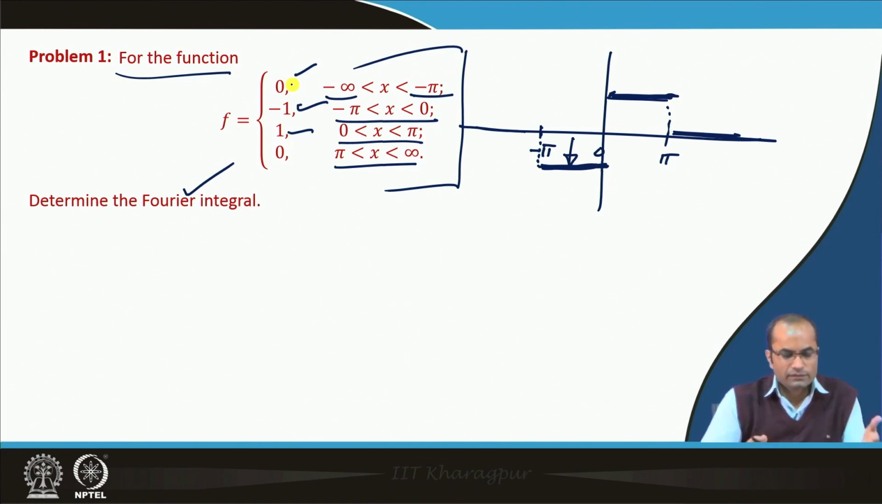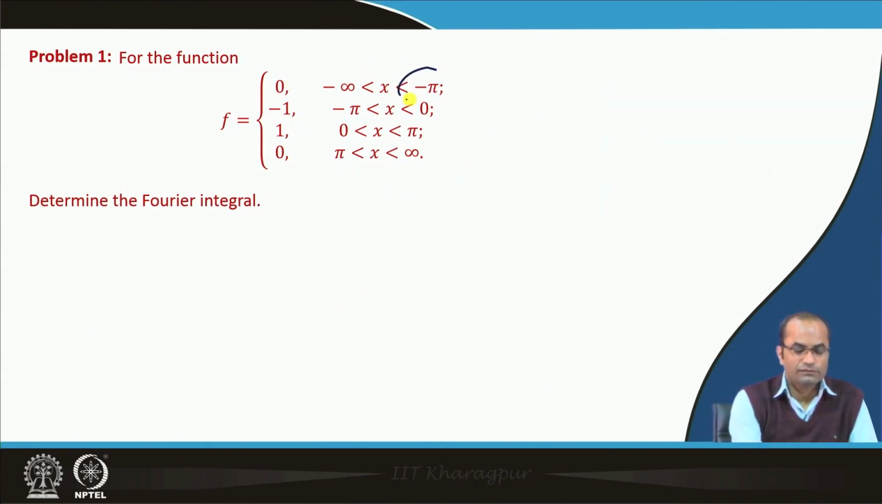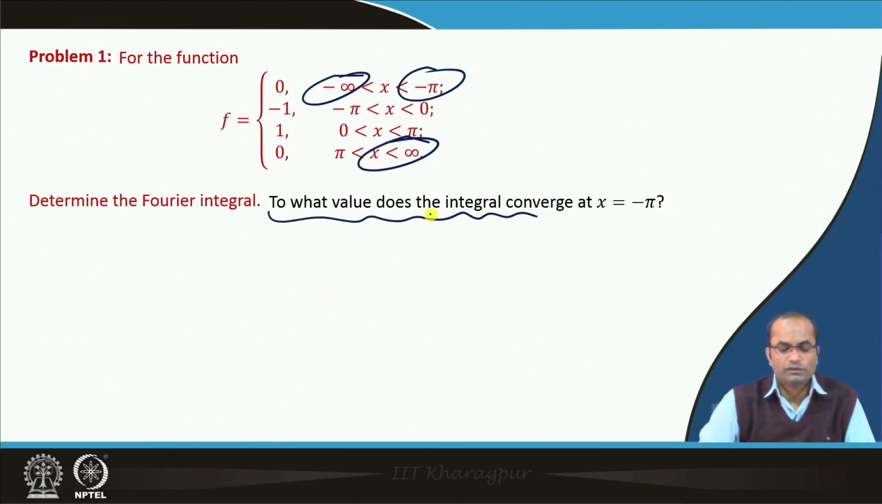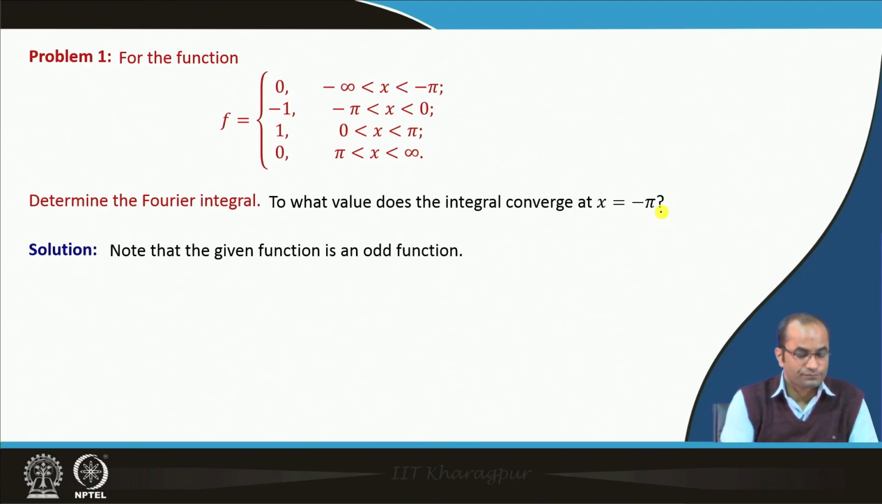Whereas, in the next examples we will see that when the function is defined in 0 to infinity, then we have both possibilities, whether we want a Fourier cosine representation or a Fourier sine representation. In this case, since the function was defined from minus infinity to plus infinity, we will simply write its Fourier integral representation, and finally, the question is to what value the integral converges at x equal to minus pi. So, that we will also discuss.